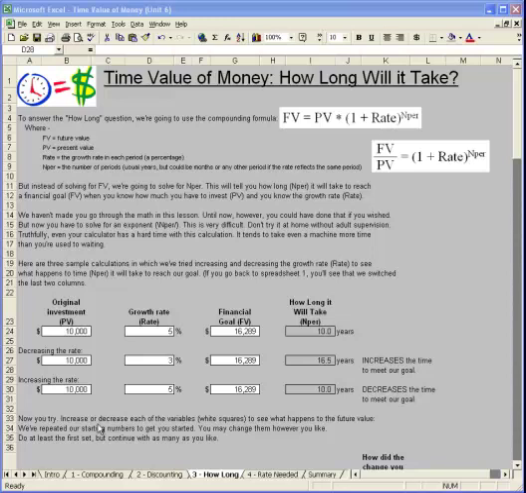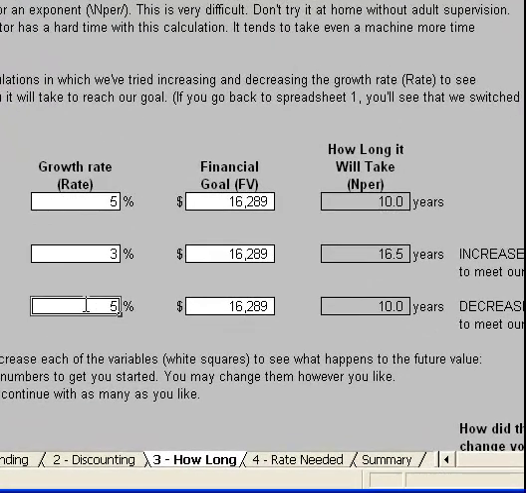Let's try 8% in the third row. Here we're going to see the other side of the seesaw. I increase the 5% to 8%, and the time period decreases from 10 years to 6.3 years. Makes sense, no? The faster your investment grows, the less time you have to wait to reach your goal.